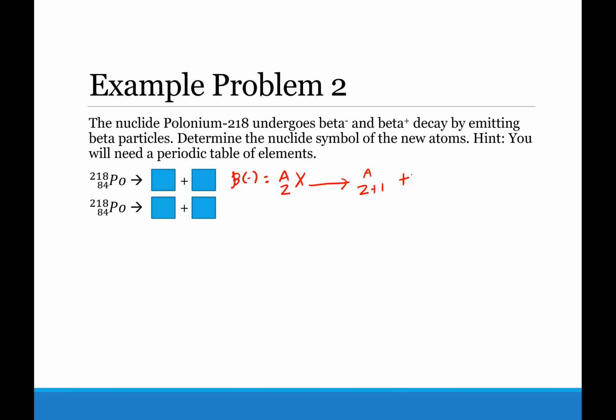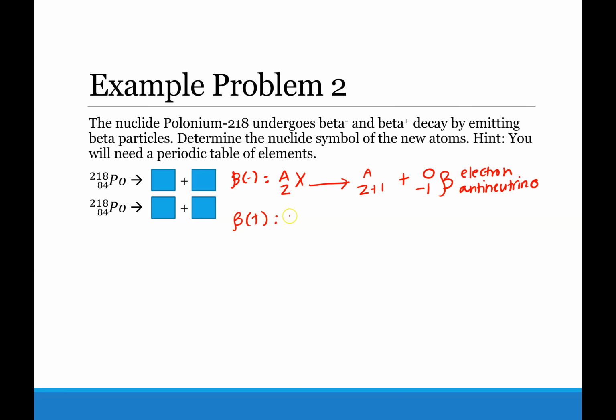plus your first type of beta particle, which is going to be an electron antineutrino. So 0 minus 1 beta. And again, that is electron antineutrino. So that's the formula for the beta minus. We then have to do the beta plus.